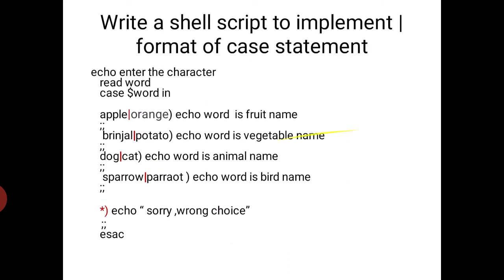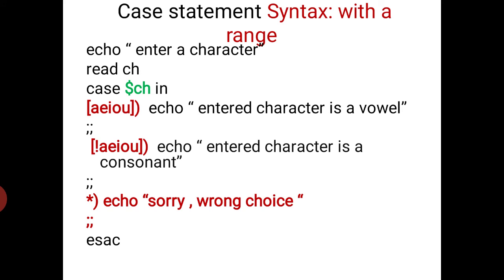Other than this, there is another format, that is range. In chapter 9, shell metacharacters, we used these square braces. Whatever you write inside the square braces, any one character from it will match. Here also, one character will match. So this program is to check whether a character entered through the keyboard is a vowel or a consonant.